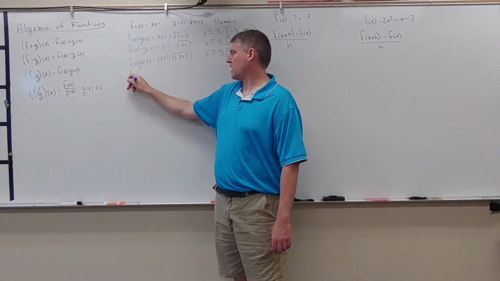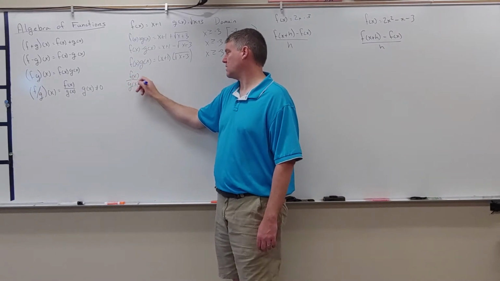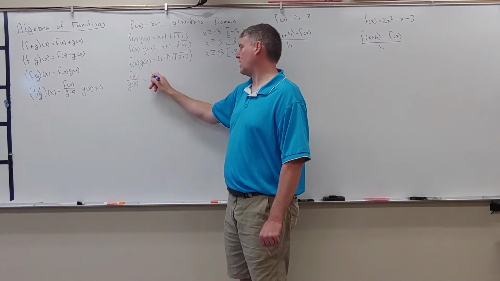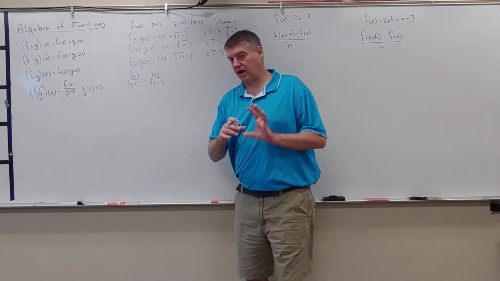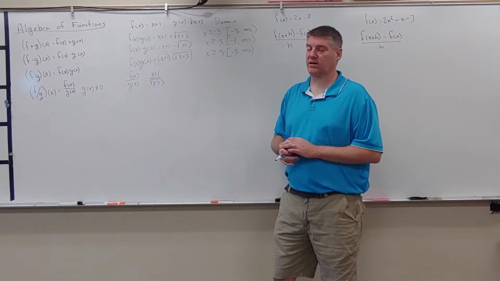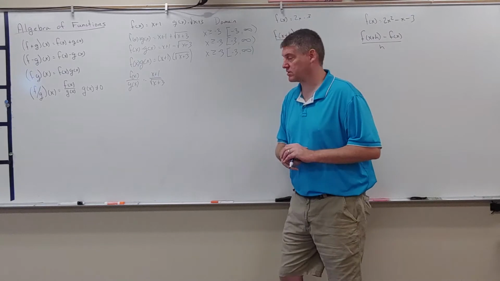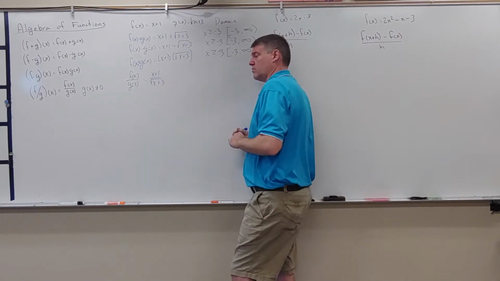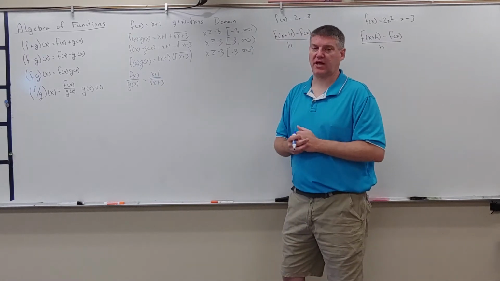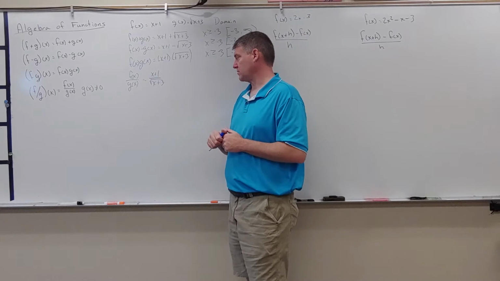And then our last one, f of x over g of x, that's going to equal x plus 1 over the square root of x plus 3. Now right here, I'm going to look at my domain restrictions. I'm not going to leave it in this form, but I want to talk about domain restrictions real quick. So we know that the square root has to be greater than or equal to negative 3. So our x has to be greater than or equal to negative 3.